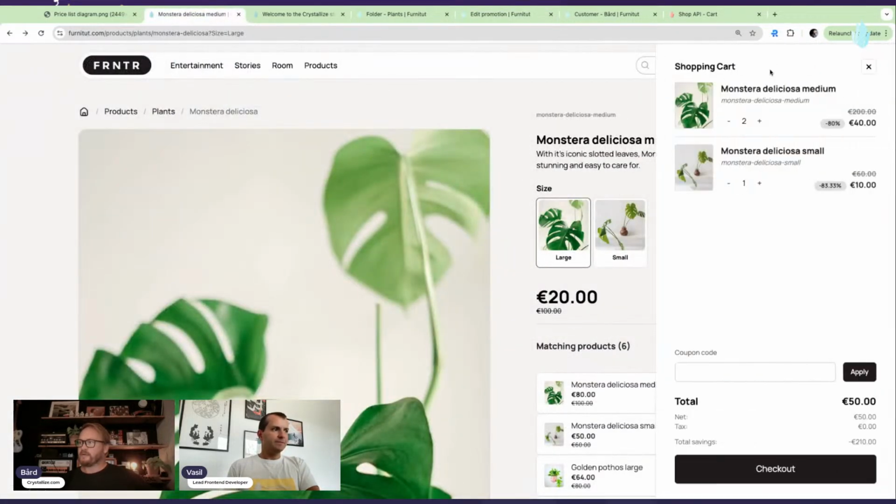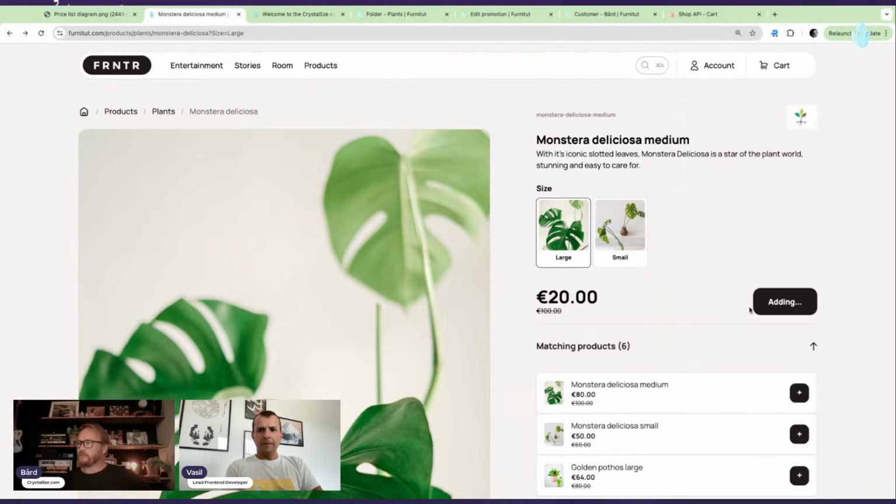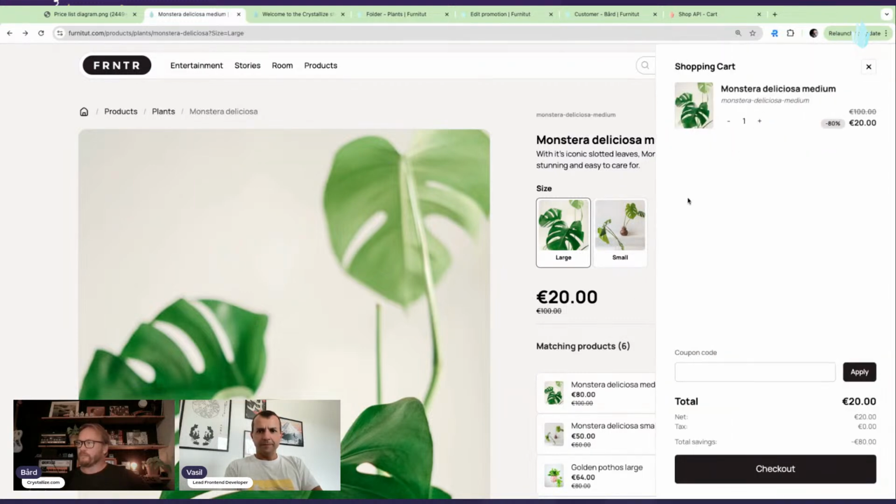So this is then a different discount that we have here. Let me just remove everything here and start from scratch, where I add a product to the cart, and we want to add 2, we want to add more, and now I've done something interesting.